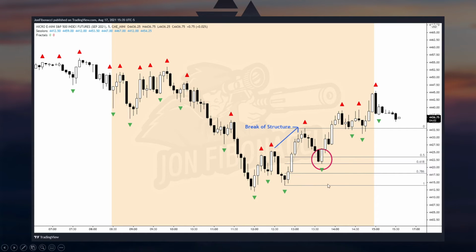This fractal low I didn't think would be taken, and this fractal low I didn't think price would come down here either. I anticipated that this was going to be the low of the day and that we were ready to go long. So again, not trying to catch the bottom, waiting for the low to be set and then getting in on a retracement. I think, at least in my results, I have found better results by doing that than trying to catch the low of the day.